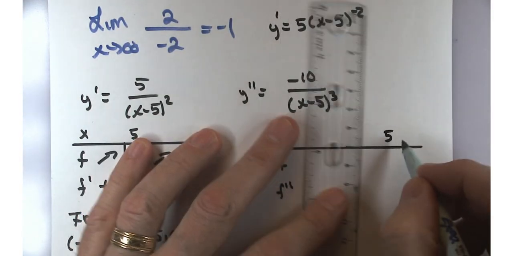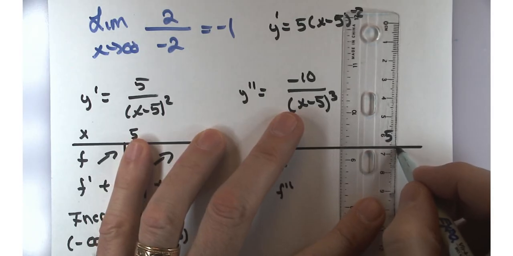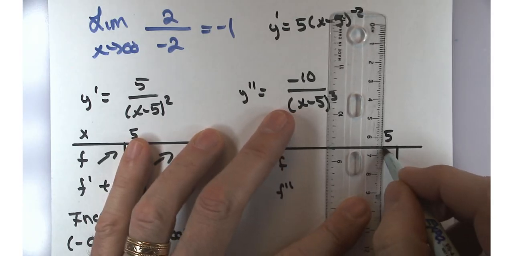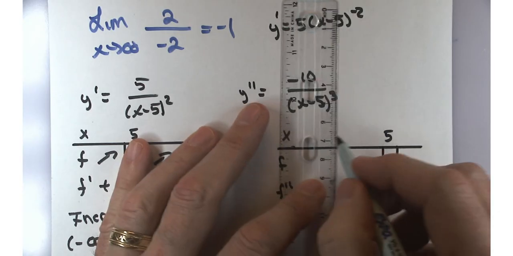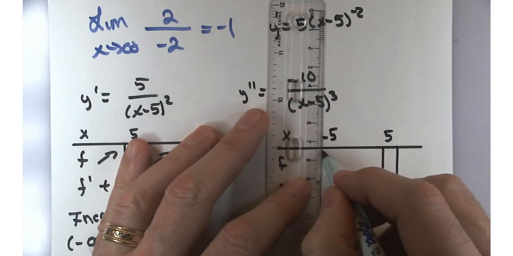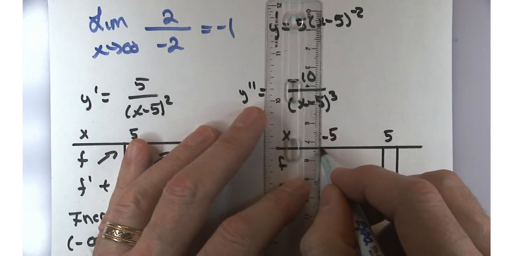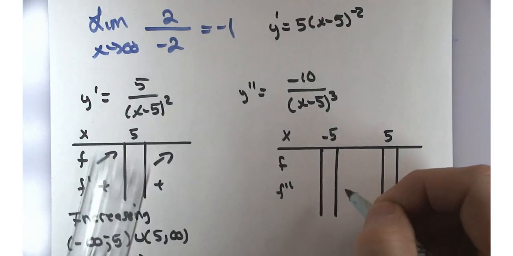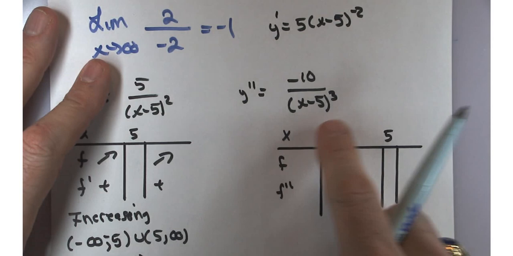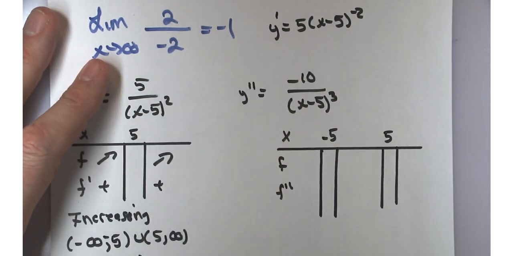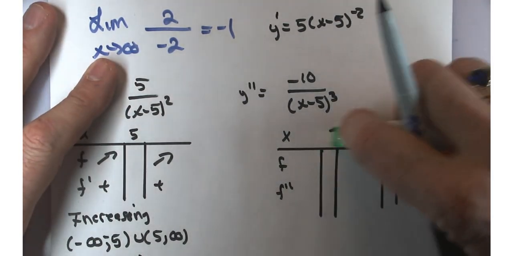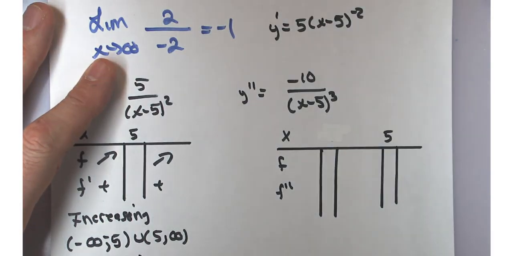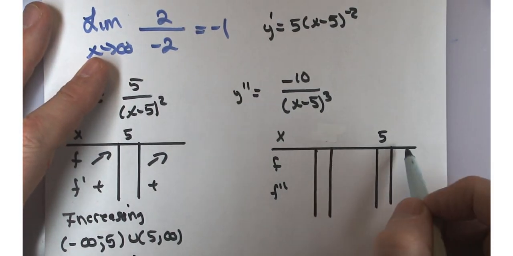You know, I'm wondering if I need to also test points on either side of -5. I don't think the function is going to change signs around -5. I think it can only change signs at x equal 5. So you know what? I don't think we have to look at this one. There we go. Never happened. Let's test points to the right of 5 and to the left of 5.